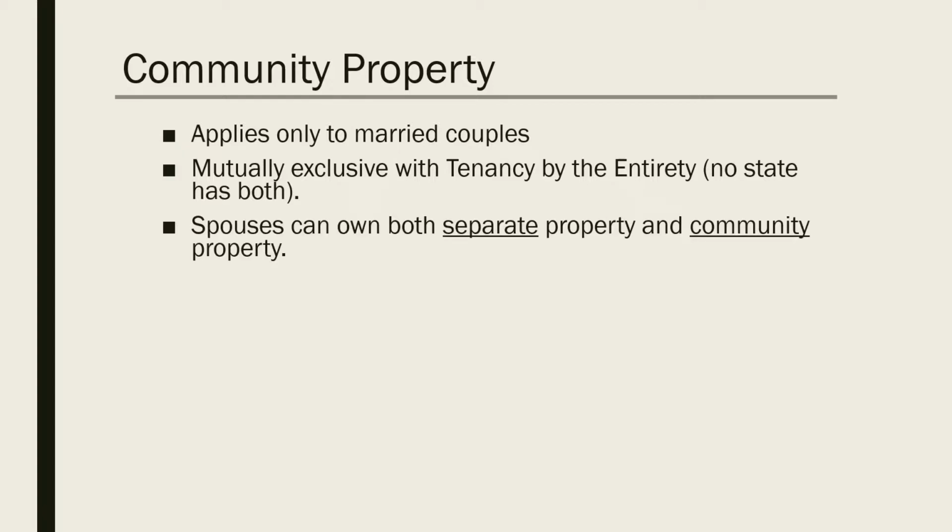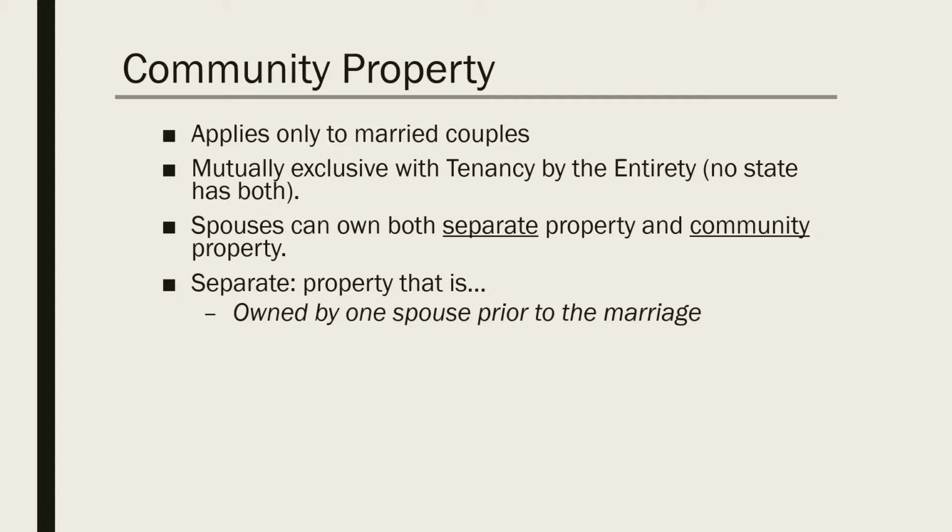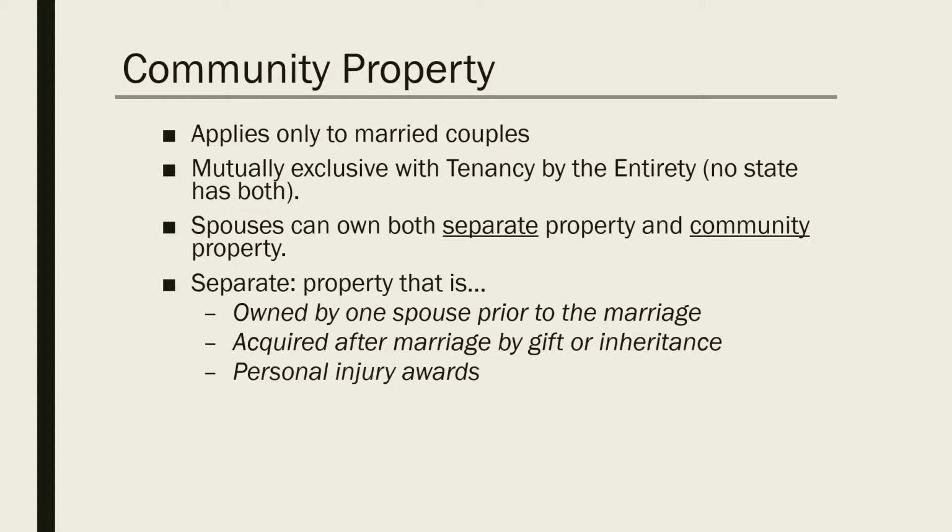Third, spouses can own both separate property and community property, and it's quite common in a marriage to see a husband having separate property, a wife having separate property, and the 2 of them together owning community property as well. Separate property consists of property that is owned by one spouse prior to the marriage and is brought into the marriage by that spouse. It's also property that's acquired after the marriage by gift or by inheritance. And finally, personal injury awards to one individual spouse are considered separate property.